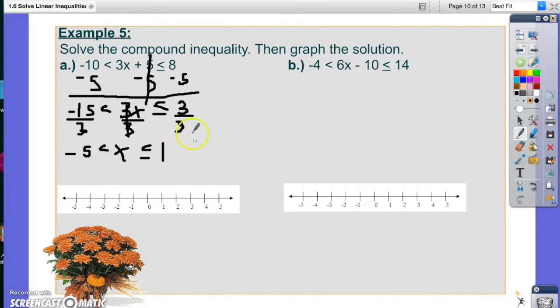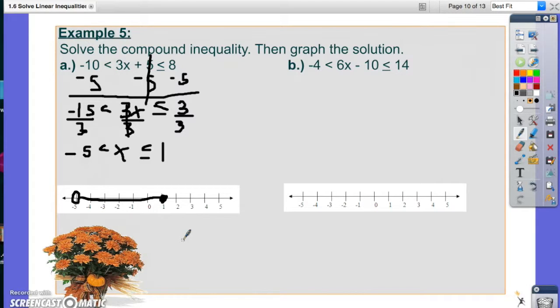And here's my answer. X is greater than negative 5 and less than or equal to 1. Now, we know and compound inequalities from graphing before. It's greater than negative 5, not or equal to, so at negative 5 it's an open circle, and greater than, we shade to the right. Less than or equal to 1, solid circle at 1. Less than goes to the left. So there's our shading.